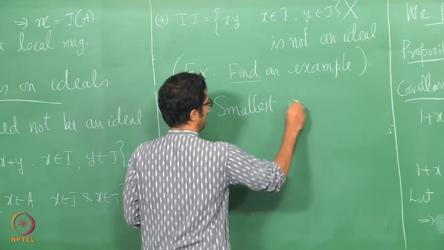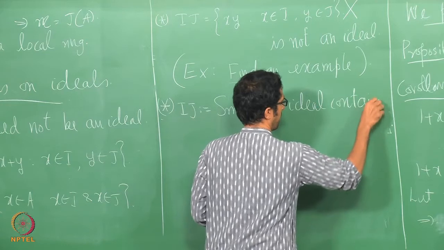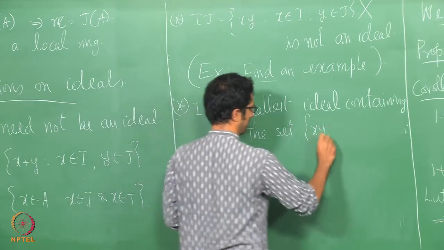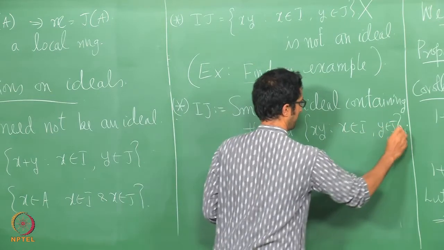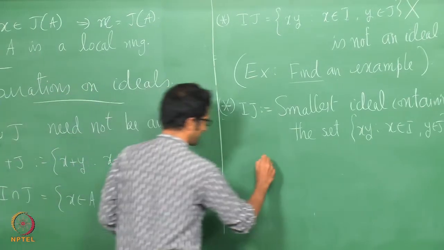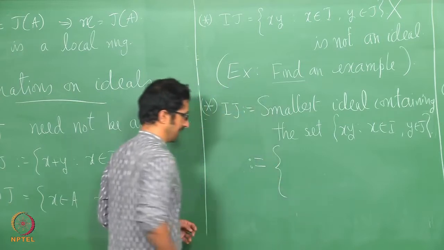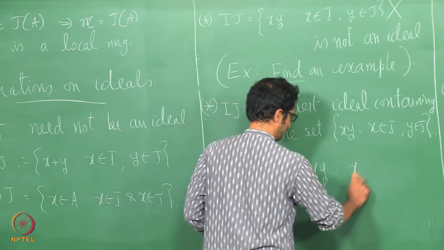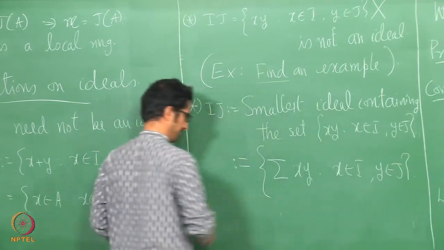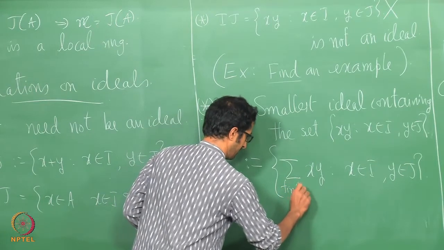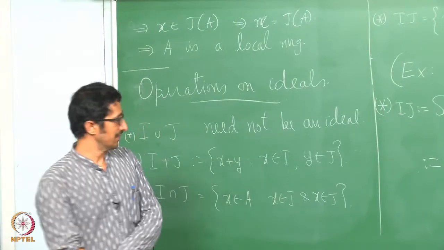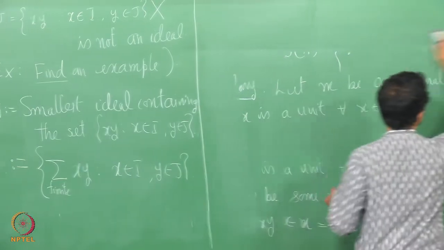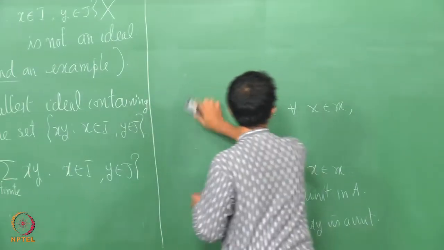Smallest ideal containing the set, or this is equivalent to writing out the elements in the set like this: finite summation of xy, where x belongs to I and y belongs to J. We are in ring theory, and whenever I write sigma for summation, it will always be a finite summation, because we do not deal with infinite summation.